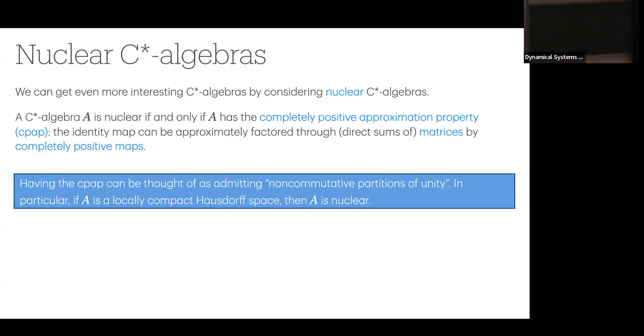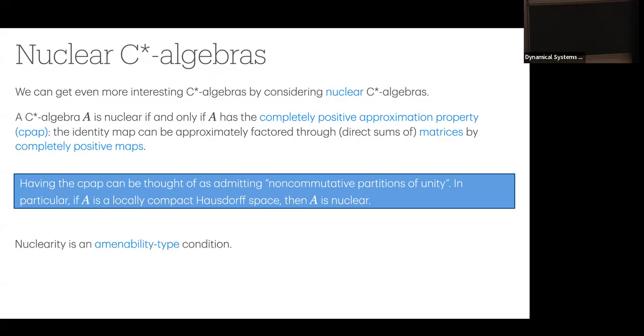In particular, if we start off with a commutative C-star algebra, so this should not say A is a locally compact Hausdorff space, it should say A is C of X for a locally compact Hausdorff space, then A is nuclear, and the way you show this is by constructing partitions of unity. These partitions of unity are what give you the completely positive maps. You're taking continuous functions and approximating them by little piecewise linear functions using the partition of unity.